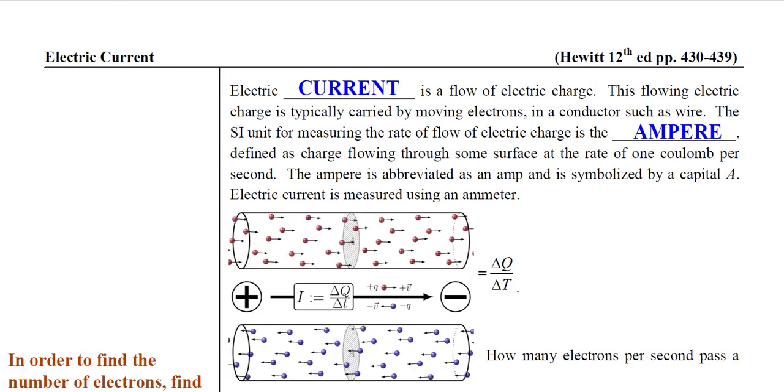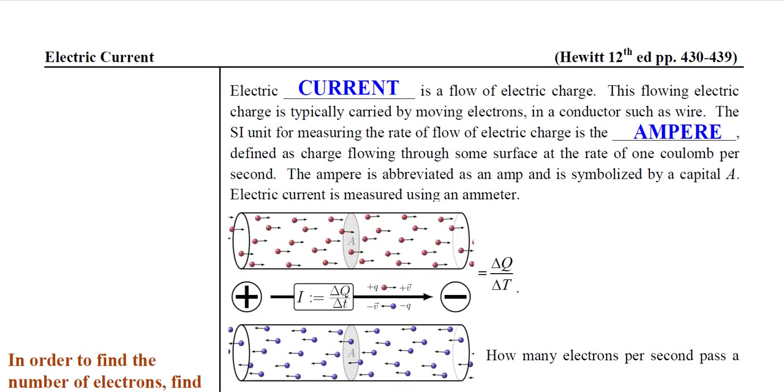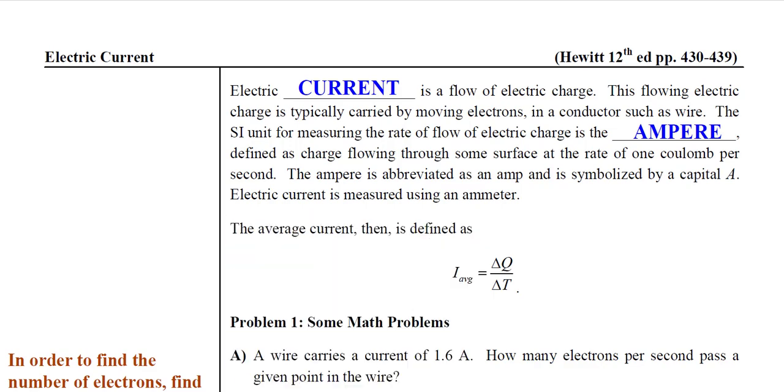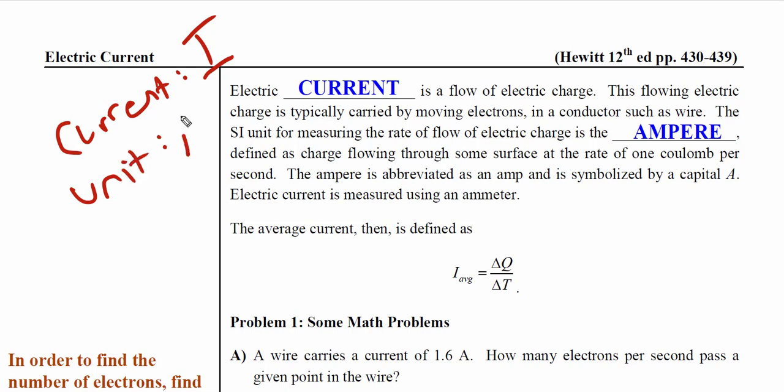Electric current is a flow of electric charge. Now, electrons generally are the ones that move this charge around, and it's usually through a conductor such as a wire. The SI unit for current is going to be the ampere, and the symbol for current is going to be I. So that's the symbol for current, and then the unit is going to be an amp.